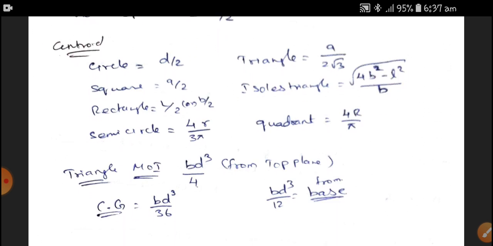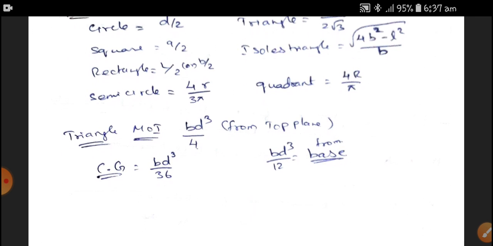Here I would like to give the moment of inertia of a triangle. From the top plane it is bh cube by 4. From the CG it is bh cube by 36. From the base it is bh cube by 12.